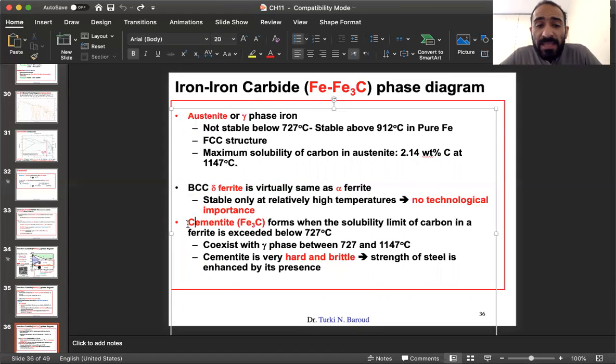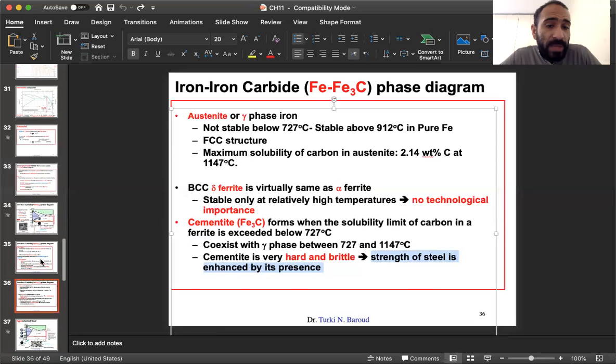Now if you look at the iron carbide cementite, this is the phase that forms, which we saw in the phase diagram. Its mechanical property is that it's hard and brittle. This means the more cementite you add to the alloy, the harder and more brittle the alloy becomes, and it loses its ductility, right? So the strength of steel is enhanced by its presence. This phase, the iron carbide phase, is hard and brittle.